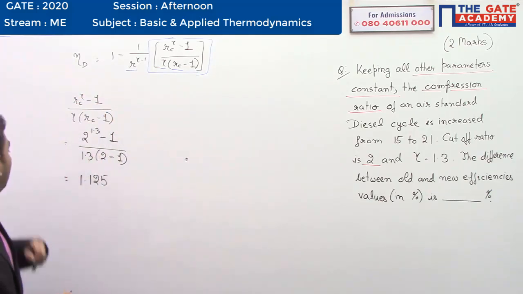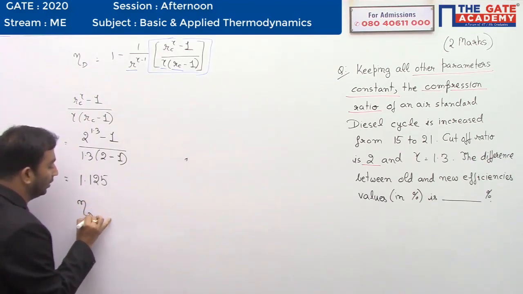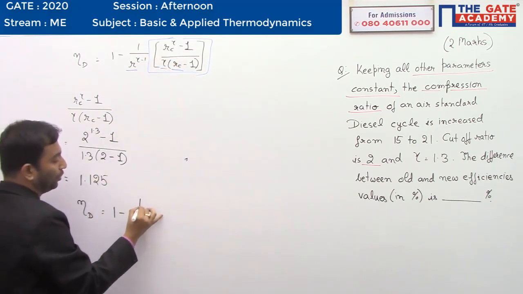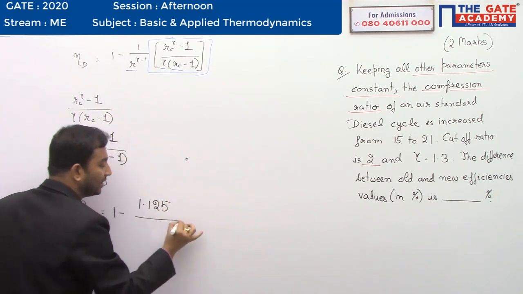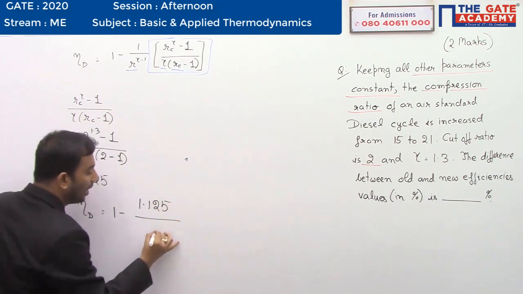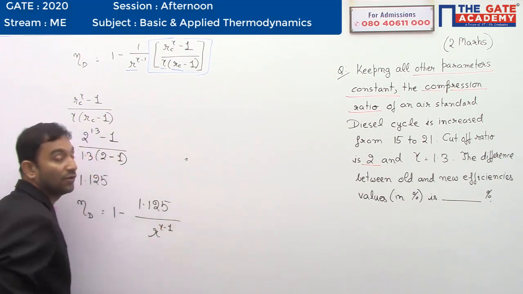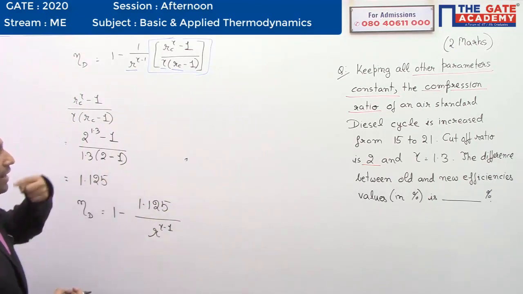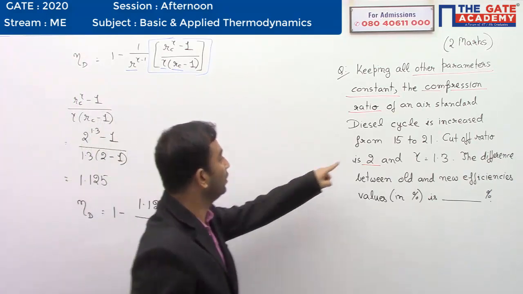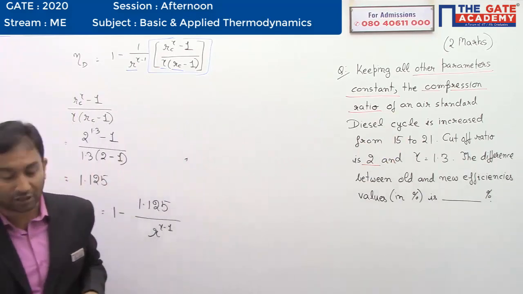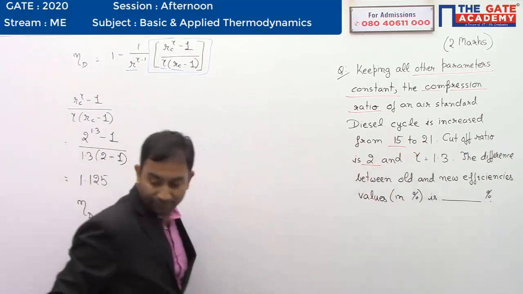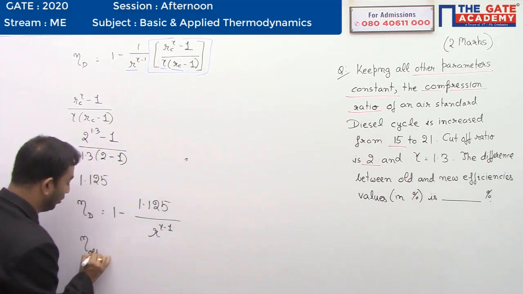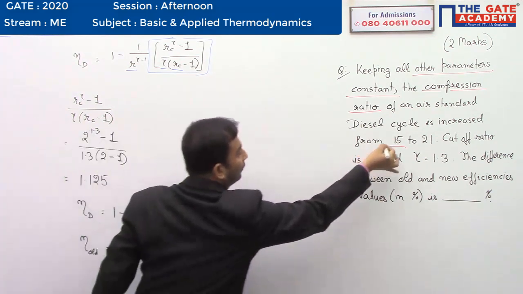Now, if I want to write my diesel efficiency again, eta D, this I can write as 1 minus this whole term. I have got the value as 1.125. I'll write this as 1.125 divided by R to the power gamma minus 1. Beautiful. Now see how easy this problem becomes. When I am finding out the old efficiency, I'll put the value of the compression ratio R equal to 15.